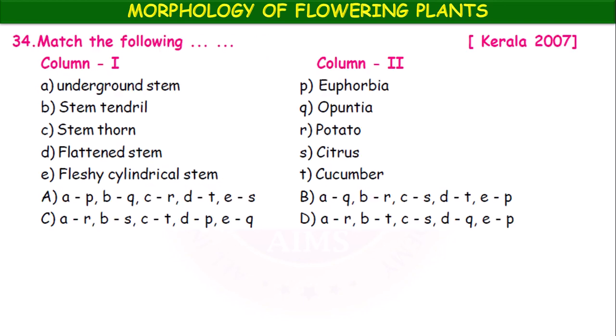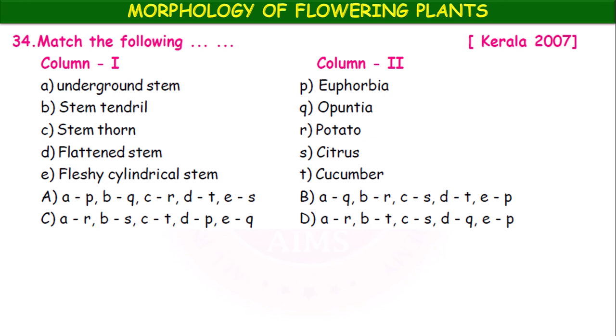So, match the following type question. This question appeared in the 2007 PMT Kerala exam. So column 1, column 2, we have to match and select the correct code. Column 1: underground stem, stem tendril, stem thorn, flattened stem, fleshy cylindrical stem. We have to match with the examples in column 2: Euphorbia, Opuntia, potato, citrus, cucumber.